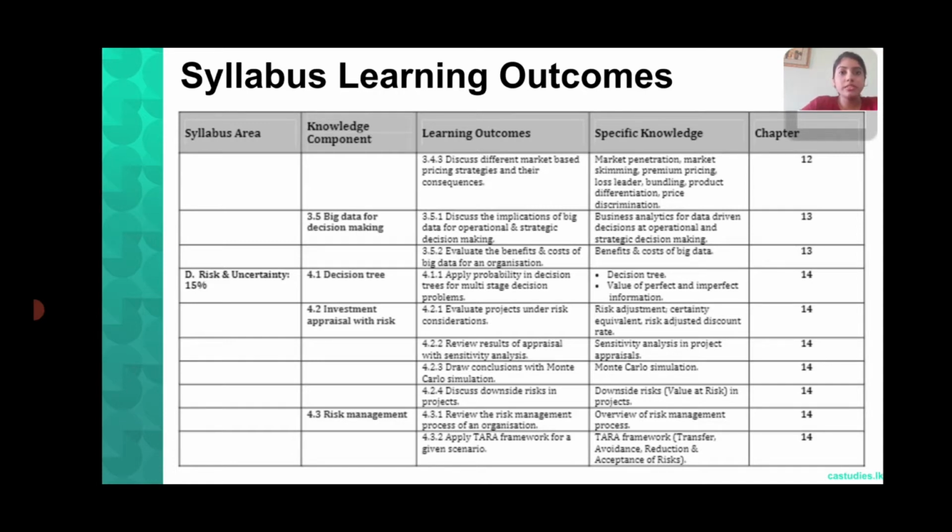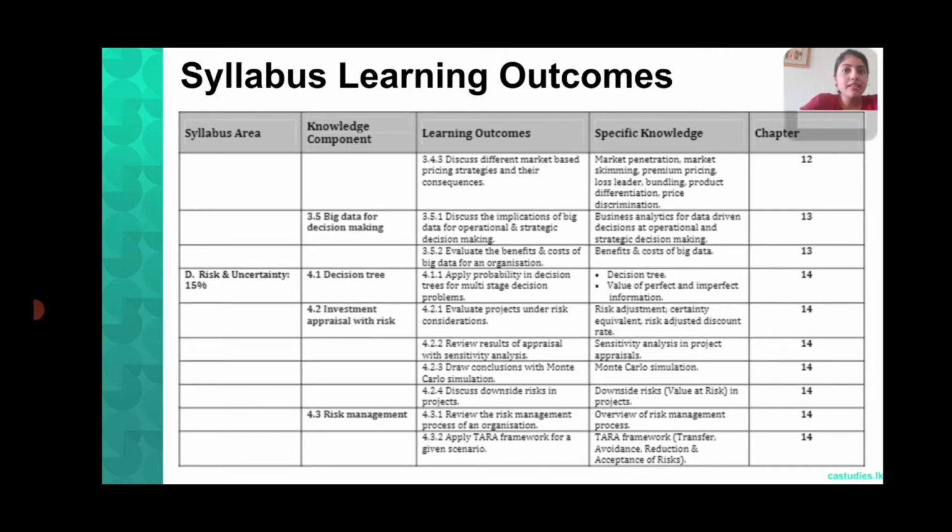Then a new knowledge component, which is big data for decision making. They expect you to know the implication of big data, which is now in the trend, and they have added a new syllabus subject into your curriculum, which is I think BL8. So they just want you to briefly have an idea of the effect of big data in your operational and strategic decisions, and that is covered in chapter 13.